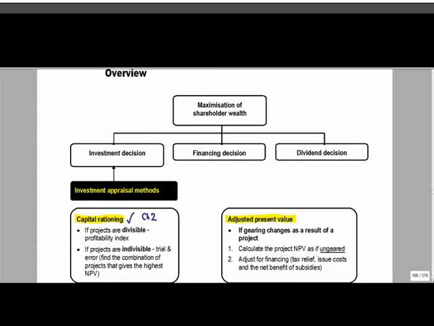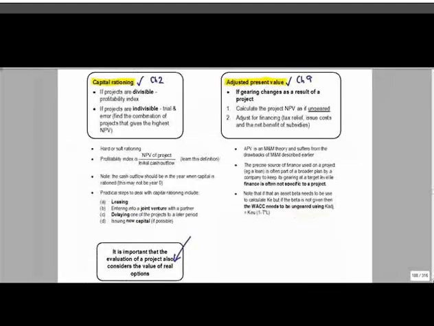We're then going to look at adjusted present value, which is probably the most important topic in the chapter. This links back to chapter 9, where we looked at Modigliani and Miller theory, and it shows how to amend present value analysis if gearing changes as a result of a project. Finally, we're going to look at the idea of real options, which is the idea that projects sometimes give you some strategic flexibility which needs to be borne in mind as you do your NPV analysis. All of these are reasonably important topics for your exam.